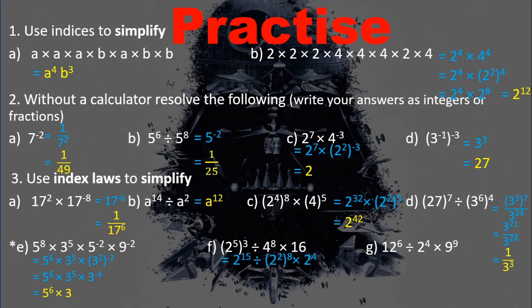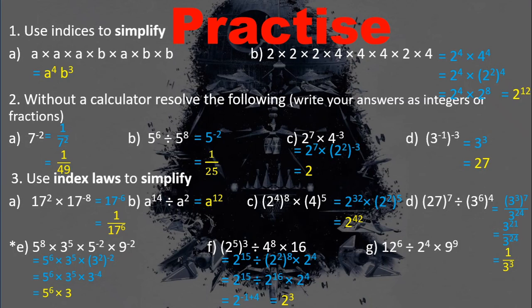So using my power law, 5 times 3 was 15, divided by 2 to the power of 2 to the power of 8, that's going to be 16. 15 minus 16 is -1, plus the 4 is 3. So our final answer, fully simplified, is 2 to the power of 3.